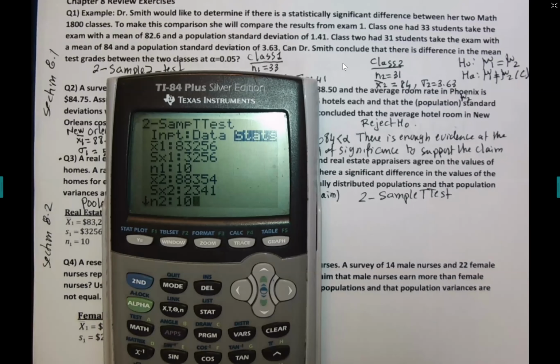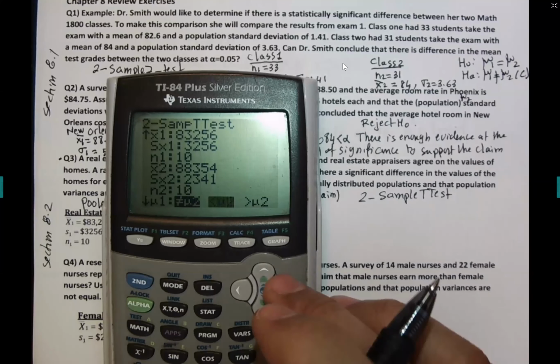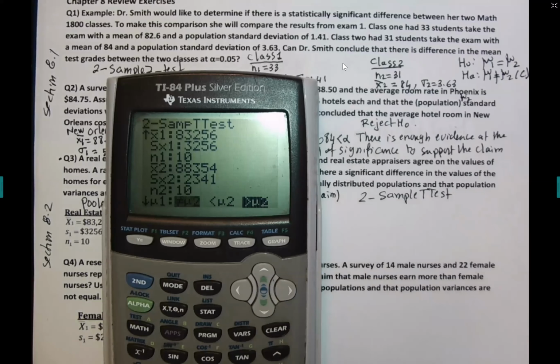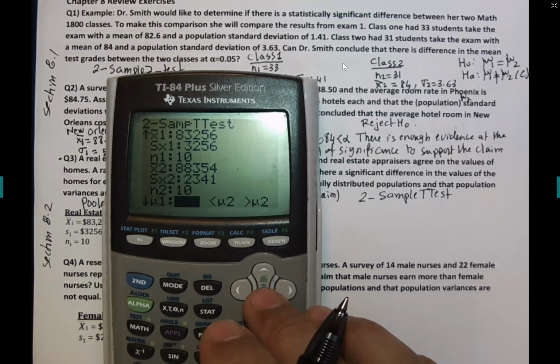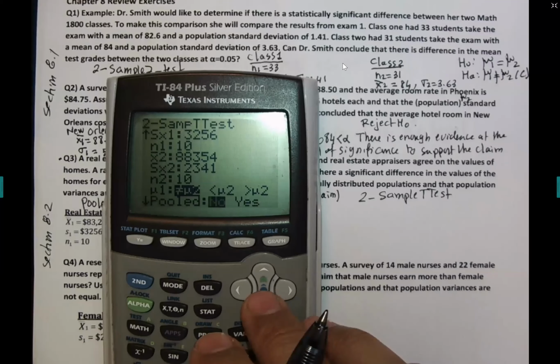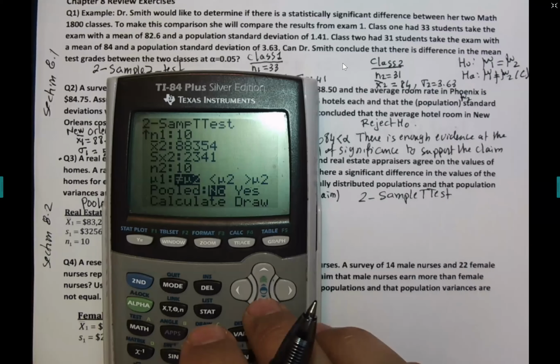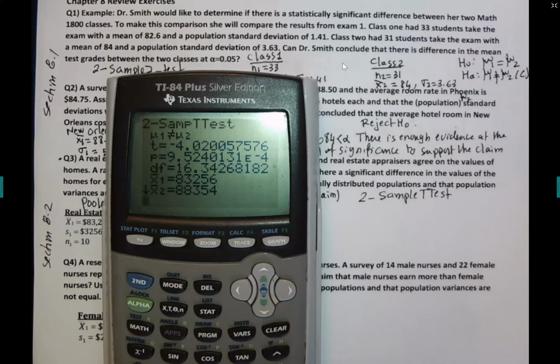For tests with an alternative hypothesis is not equal to, you see, this was selected before. You can't just do this. That wouldn't be enough. You still have to press enter. Now if you press enter, it is active. And then pooled is no, because he says population variances are not equal. If he says they are equal, you use yes. And calculate. Okay, so I got T to be negative 4.020.